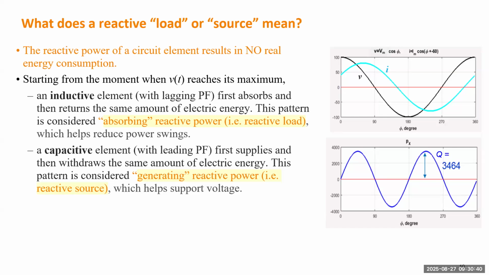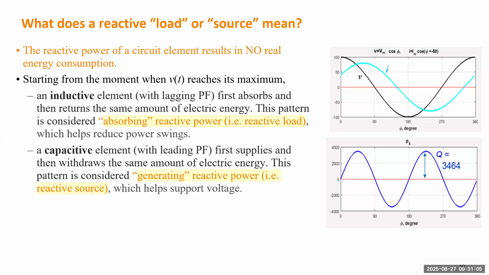So if your system has such a device, it will help reduce power swing. Later in the line modeling session, we'll talk about why such devices are able to limit the power swing. Compared to this pattern, there will be another pattern, going to the opposite. This part will first become negative, then positive.